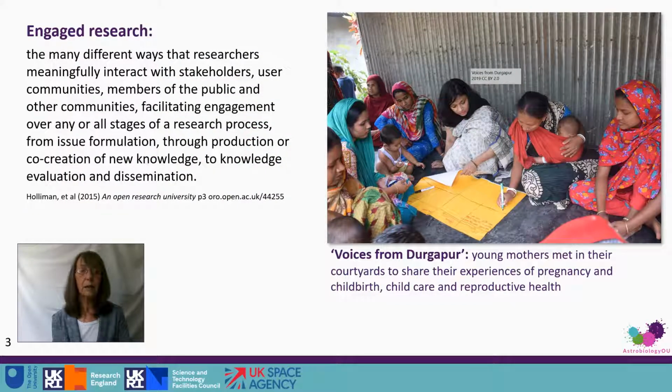Why have we chosen to commit to engaged research? The Open University's concept of engaged research, which you see here, encompasses the many different ways that researchers meaningfully interact with stakeholders, user communities, members of the public and other communities to facilitate engagement over any or all stages of a research process, from issue formulation through production or co-creation of new knowledge, to knowledge evaluation and dissemination. In practice, this definition requires us to rethink how we conduct research. How are questions selected and by whom? How will we work together and with whom will we seek to find answers?